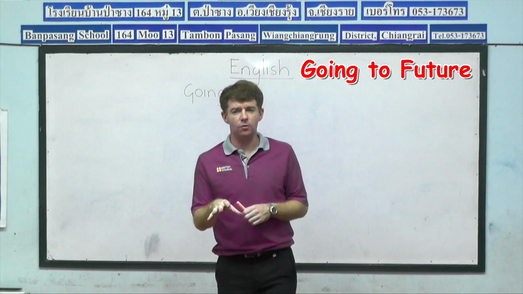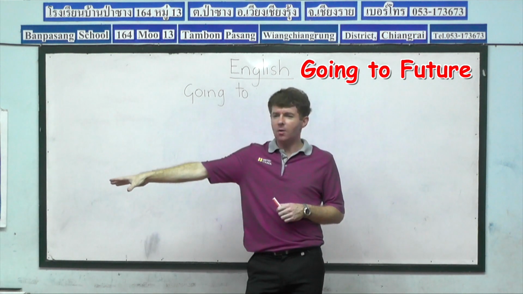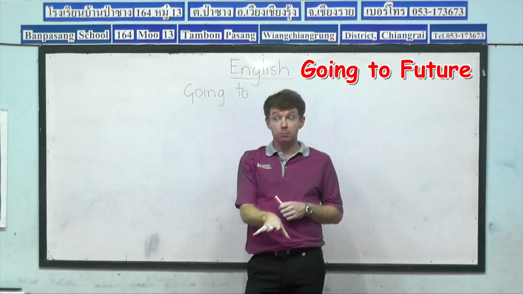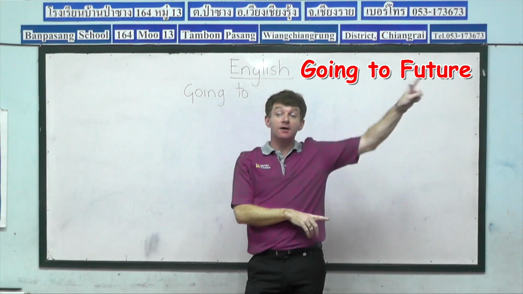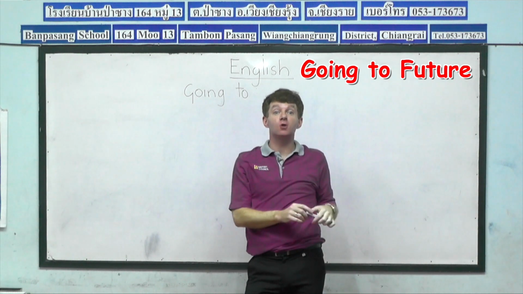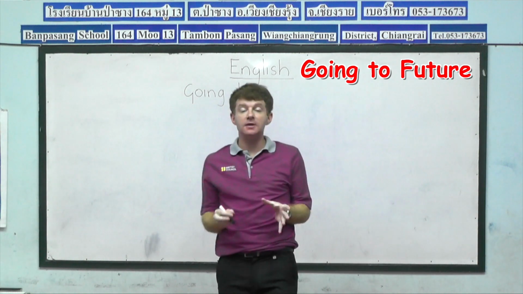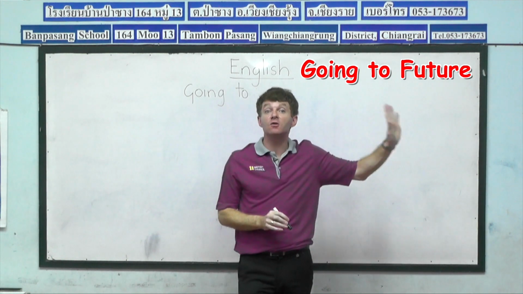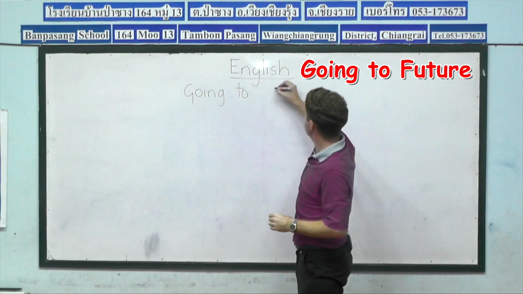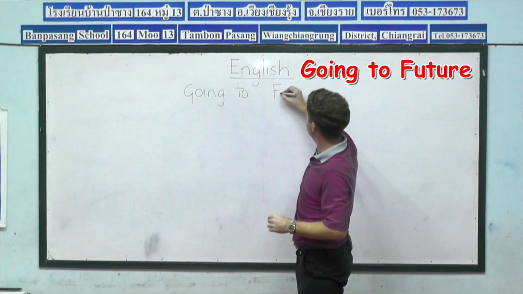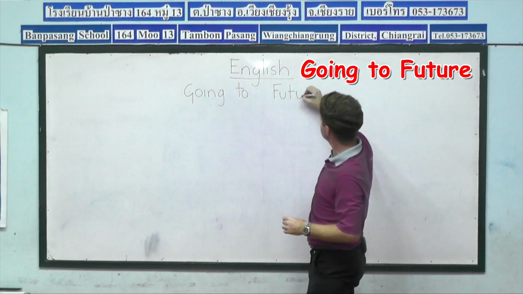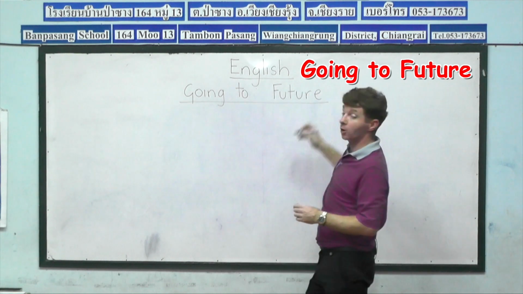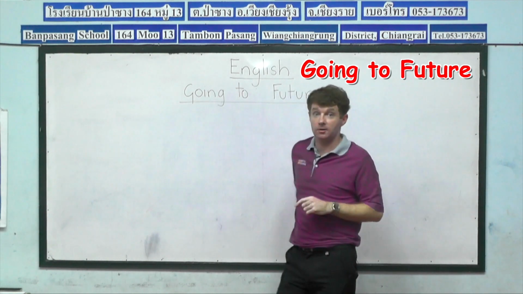Now, when do we use the phrase going to? Do we use going to with past events? No. Do we use going to with present events? No. When do we use going to? In the future. Okay? We'll use going to with events that are yet to happen. So them events belong in the future. So we'll spell future. F-U-T-U-R-E. Going to in the future.